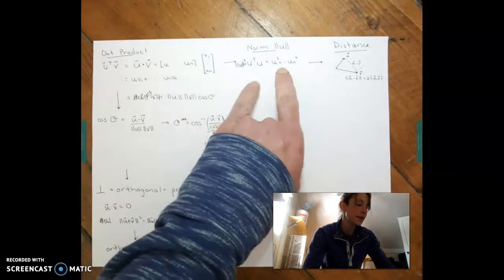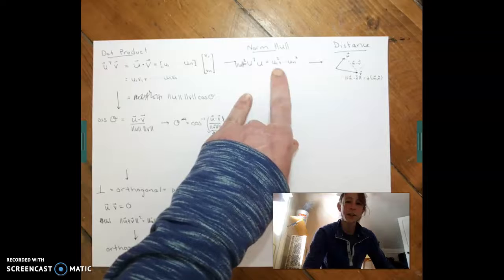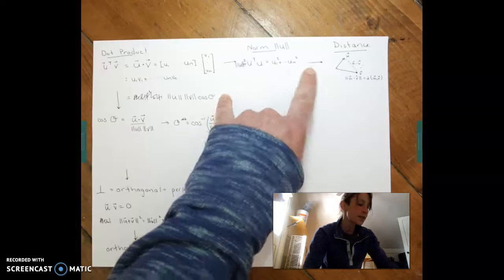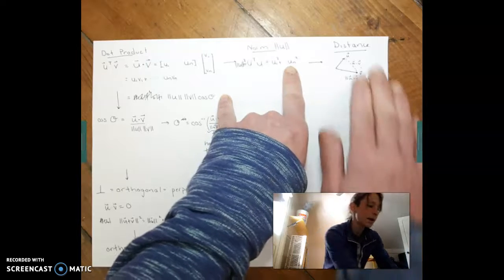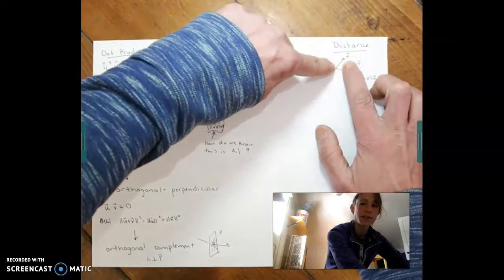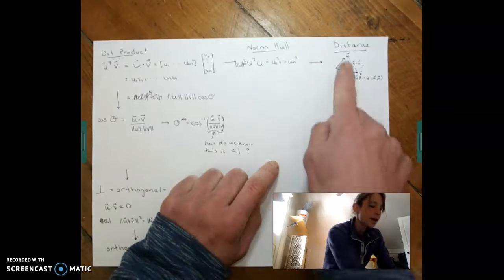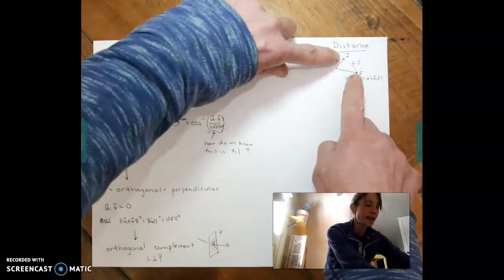From there we get this concept of norm, which is when we take the dot product of a vector with itself. That gives us the norm squared. This looks similar to distance, and that's a good way to think about it, because you're really measuring the distance from the starting point of the vector to the ending point of the vector when you take the norm.